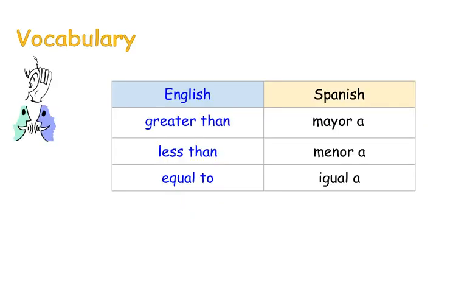Our vocabulary. I'm going to say it, you're going to repeat it. So we have greater than, maior, less than, menor, equal to, igual a. So our vocabulary is the same as yesterday, and we will use this vocabulary again tomorrow.